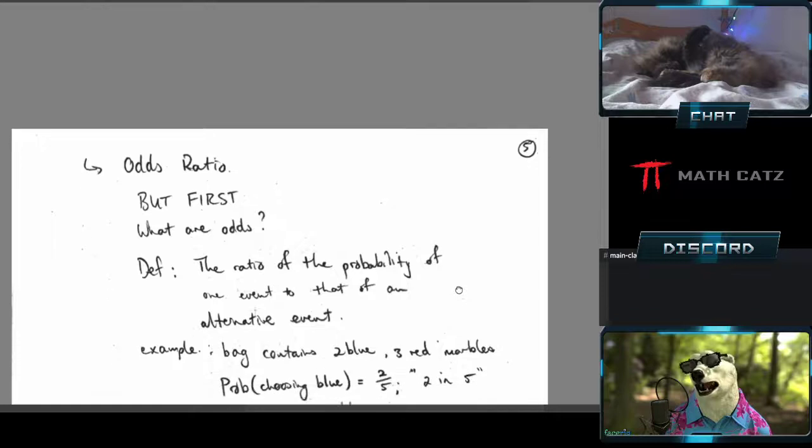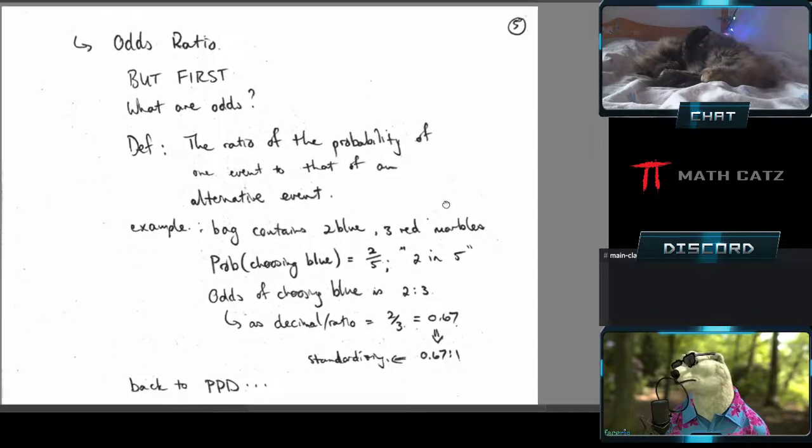Let's look at a simple example. Let's suppose I have a bag that contains 2 blue marbles and 3 red marbles. The probability of choosing blue is obviously 2 in 5, right? Or 2 out of 5. 2 blue marbles out of a possible total of 5 marbles. So my chances of selecting one and getting that one marble to be blue is 2 out of 5.